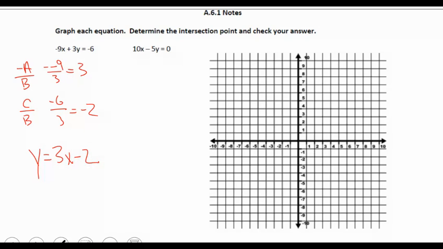And I can graph that. Negative 2 is my y-intercept. My slope, up 3, right 1, up 3, right 1, and so on. I can also go down 3, left 1, down 3, left 1. Connect them all with a line, and we have graphed that one. I'll switch colors for the next one.